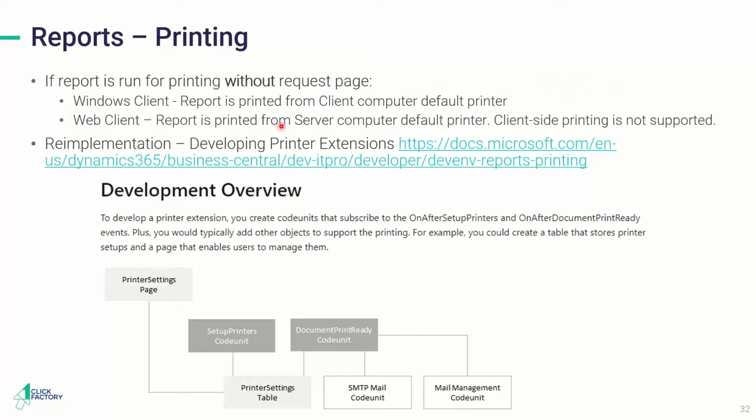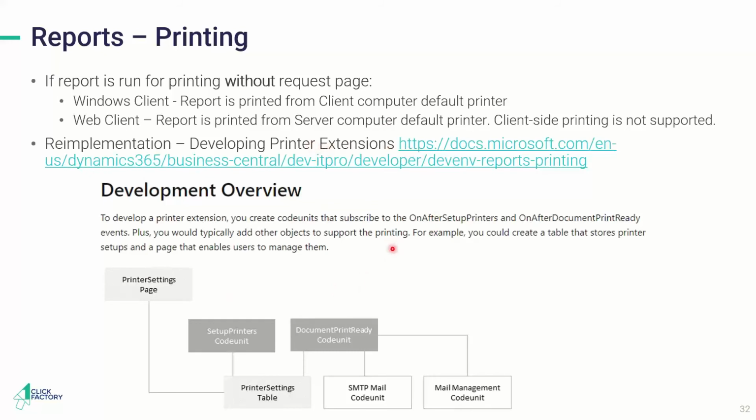But in the web client, background report printing is now done through the server computer's default printer. If you were at home in the Windows client, you printed reports without a request page at your home. Now, if you do it, it will print on your server machine in the remote office or any other location where the server computer is. So there are implementation patterns which Microsoft also presented.